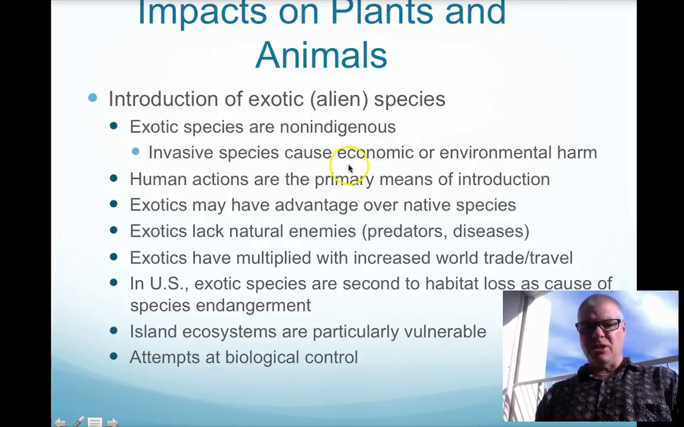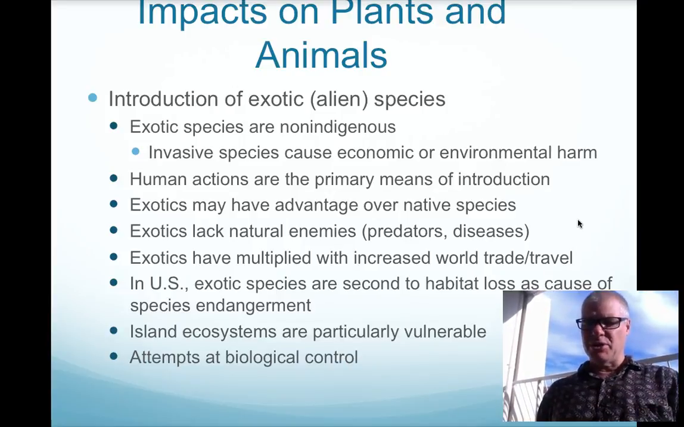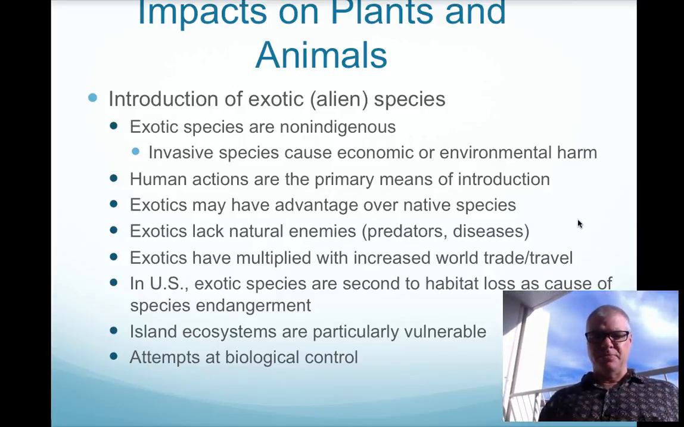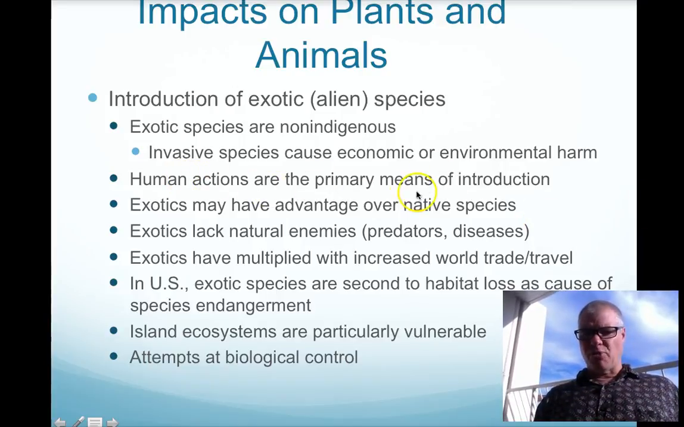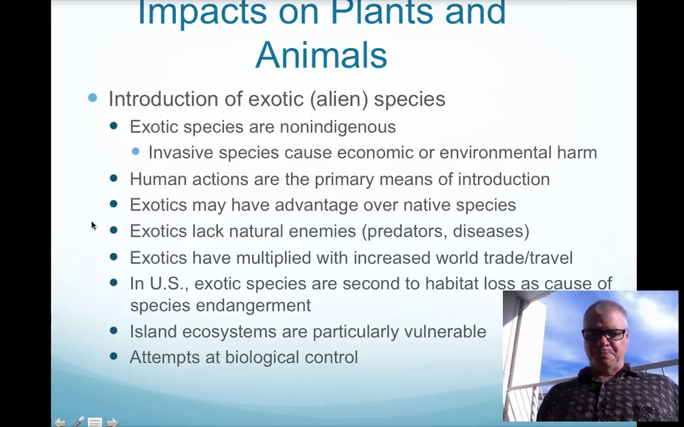So invasive species can cause a lot of problems, both from predation like that, but also just taking over territory. And they're not necessarily always just animals. There are also plants that are invasive species that come into an area, take it over, and then other plants aren't able to grow, and then those plant species can no longer exist. And so usually human actions are the primary means of introduction, and exotic plants may have an advantage over the native species, and the exotics lack natural enemies, like predators and such.